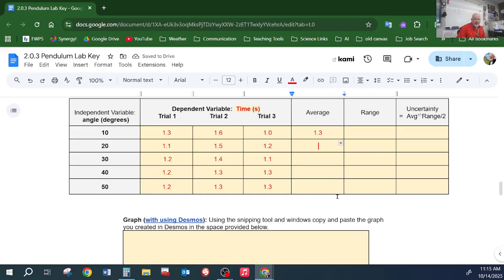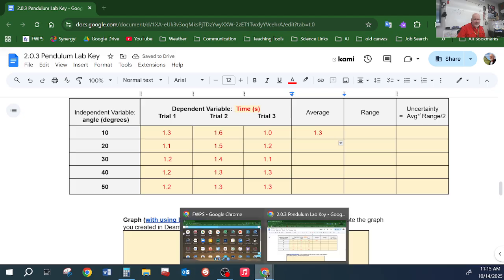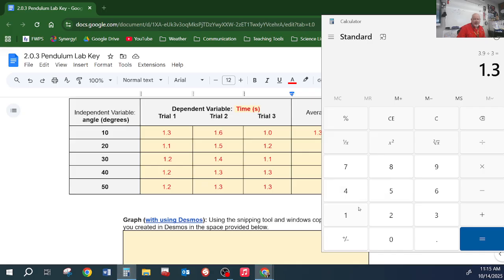All right. We're going to do the same thing for the next ones, as soon as I figure out what I do with my calculator. 1.1 plus 1.5 plus 1.2 equals that, and I'm going to divide that by 3. What am I doing wrong there? Go back one. 3.8 divided by 3 comes to 1.26.